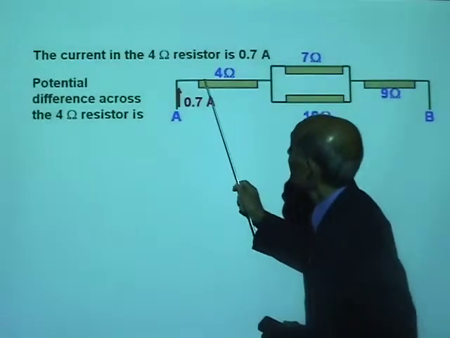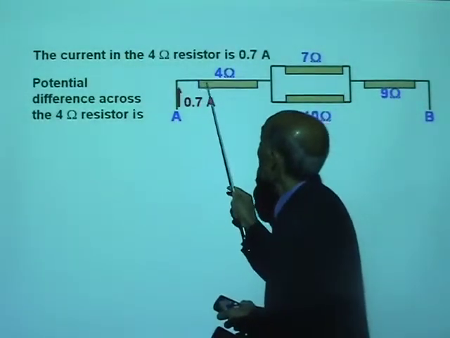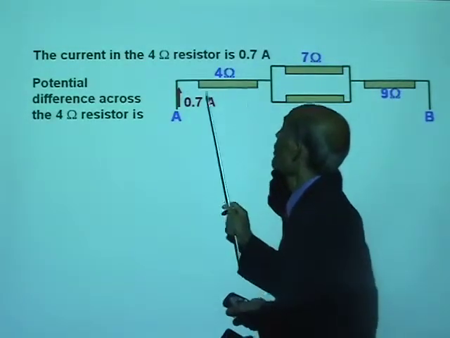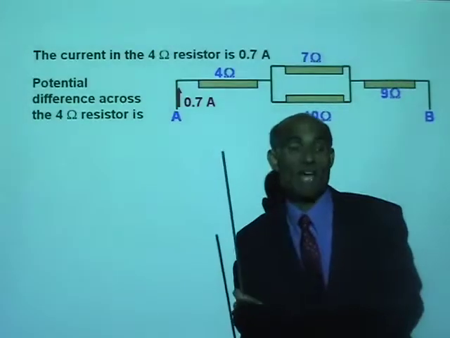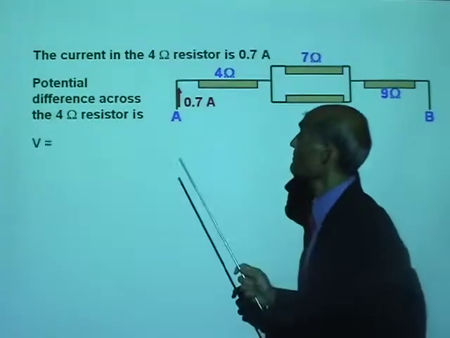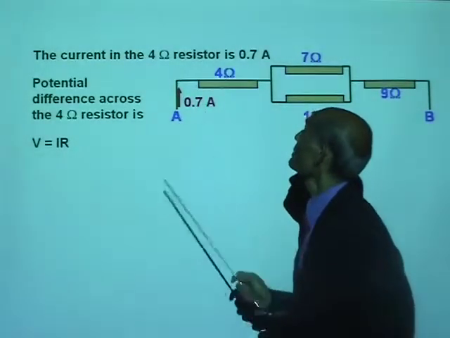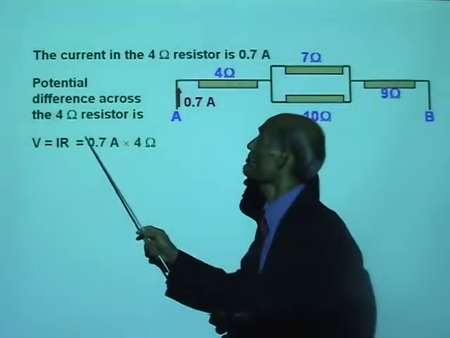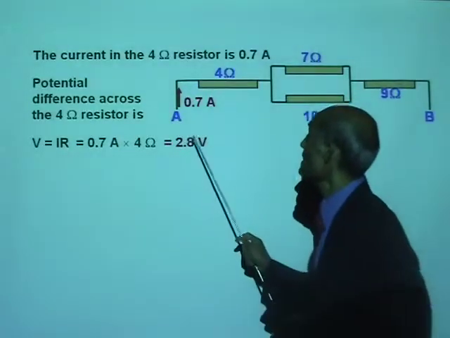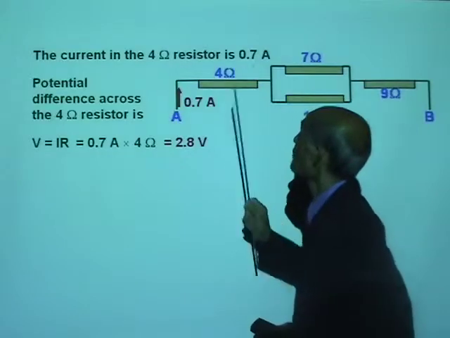Well, let's first of all find the potential difference across the 4 ohm. You know that the current in the 4 ohm is 0.7 ampere. The resistance is 4 ohm. Can you find the potential difference across the 4 ohm? Well, V equal to IR. You know the current, you know the resistance, so that will be 0.7 ampere multiplied by 4 ohm. That is 2.8 volt is the potential difference across the 4 ohm.